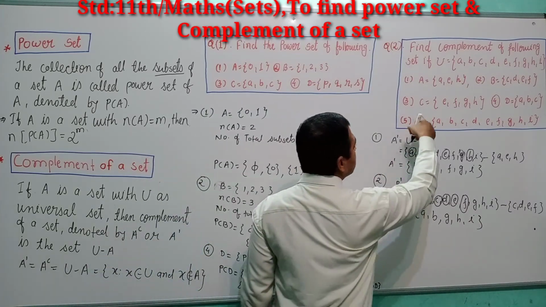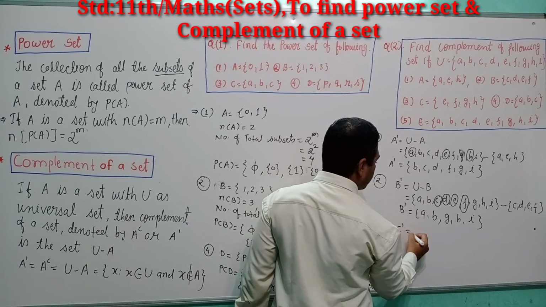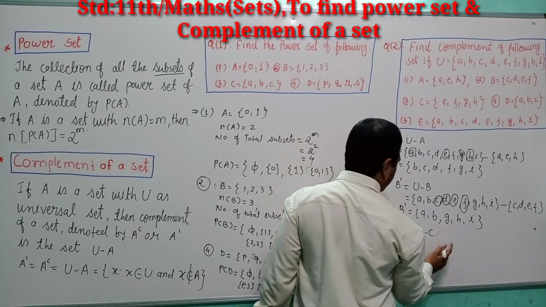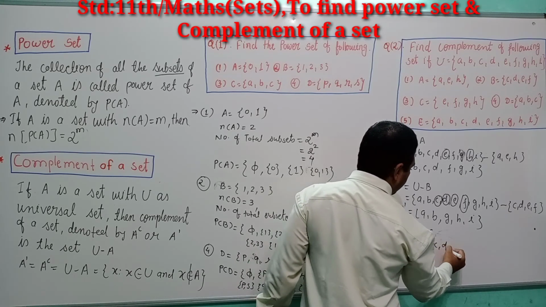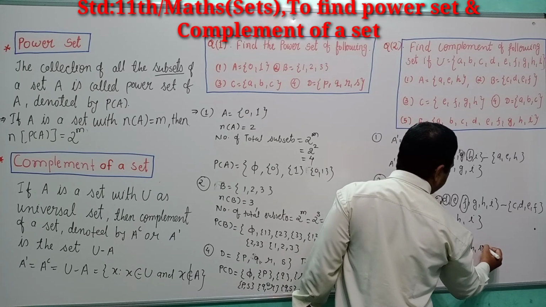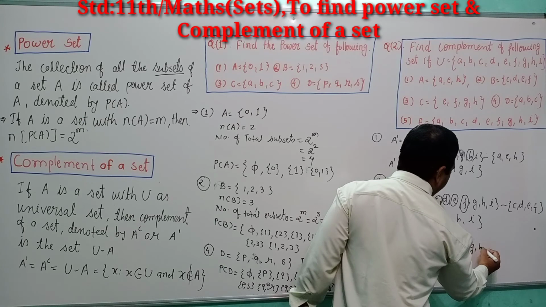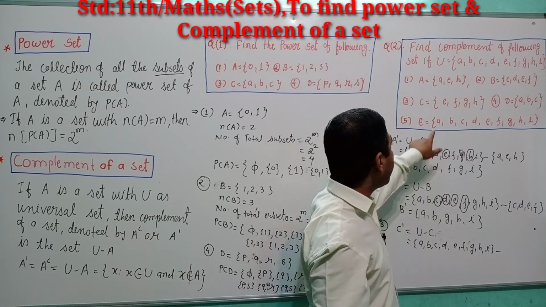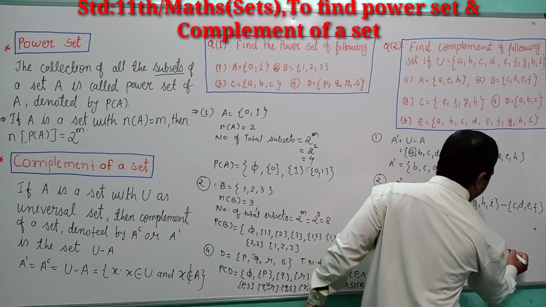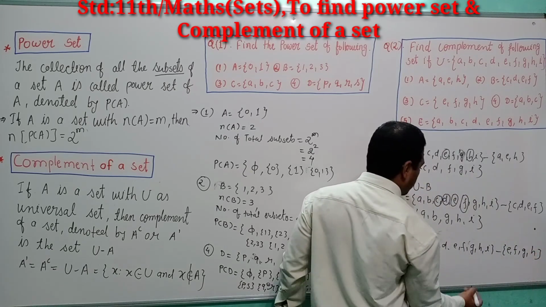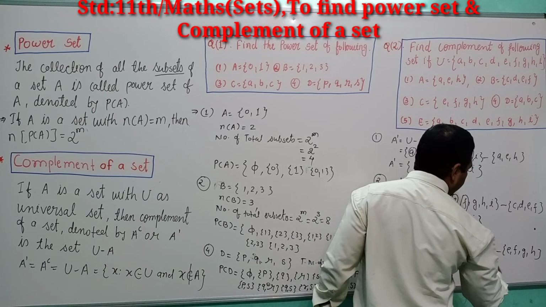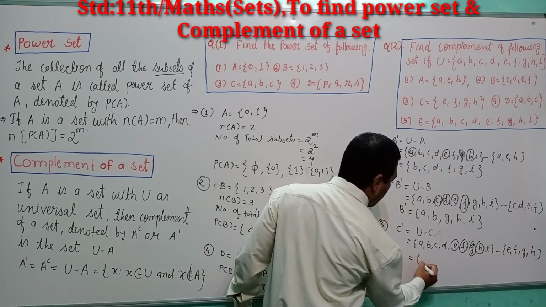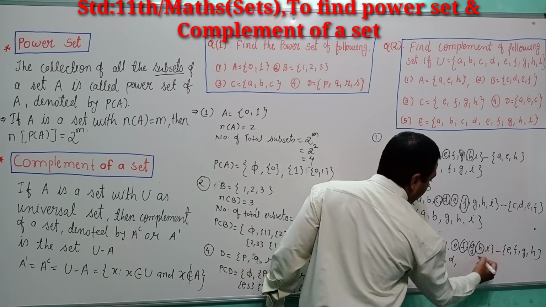Okay, we will find C dash. In question number 3, C dash means U minus C. So what are the elements of U? A, B, C, D, E, F, G, H, I minus C. Right students? C dash means U minus C, the elements of C: E, F, G, H. So do not write E, F, G, H because these elements are common in set C. You will have to remove the elements of C from U. So finally you are getting A, B, C, D and I.